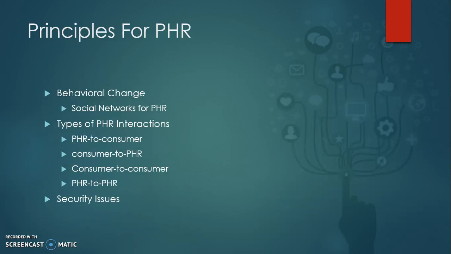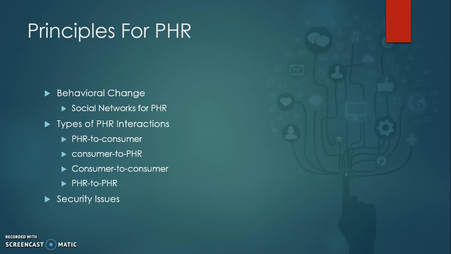Principles for the personal health record. The authors state that in a group setting, social network development and support are critical to bringing about behavioral change. Thus, developers of personal health records are beginning to consider how to create social networks to help change behavior.